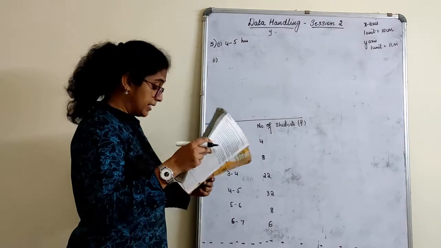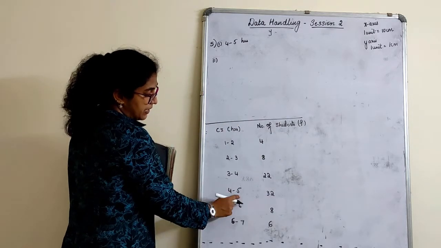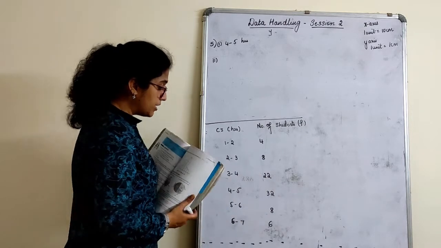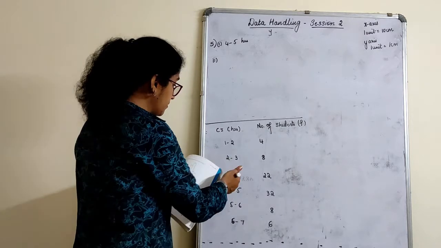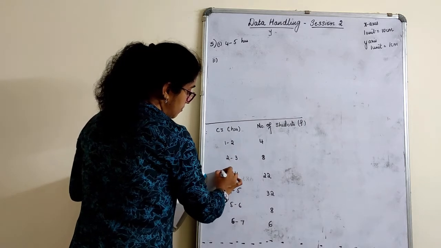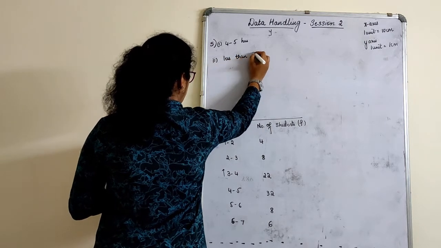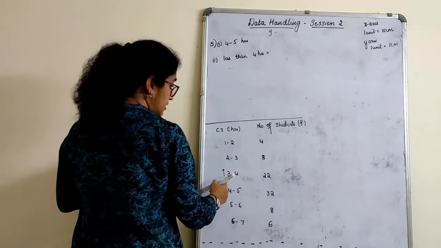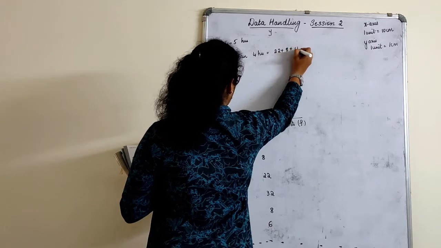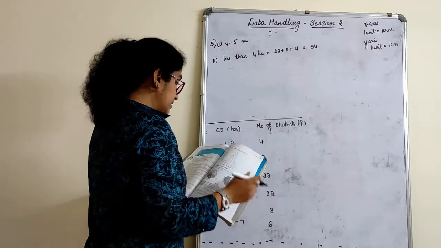Now let's again answer from the beginning. How many hours did the maximum number of students watch TV? 32. 4 to 5 hours, maximum number of students watched TV. How many students watch TV less than 4 hours? Less than 4 hours means children in which it will come? 4 is coming here. Less than 4 will come in this and above. So less than 4 hours is 22 plus 8 plus 4, that is 34. 34 students watch TV less than 4 hours.